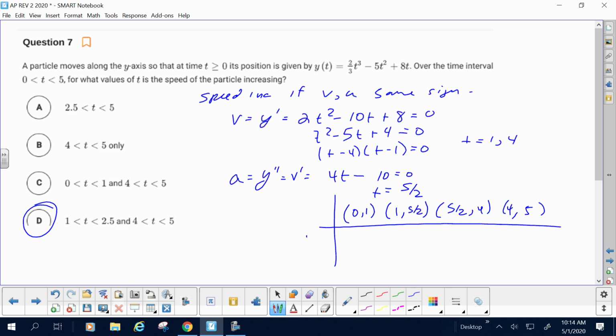All right, velocity then is going to be positive, then negative, negative, and positive. Acceleration is negative before 5 halves and positive after. And so if I look for where velocity and acceleration have the same sign, there's one where they're both negative, and there's one where they're both positive. All right, so that's where D came from.